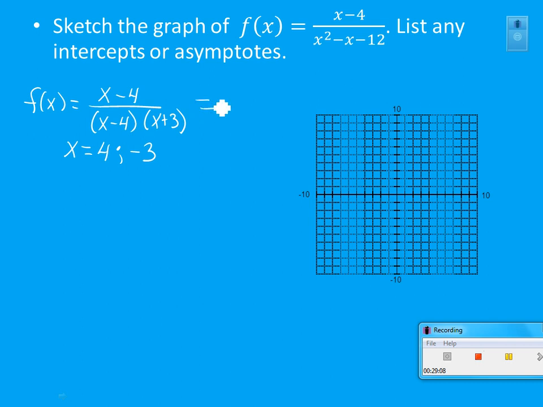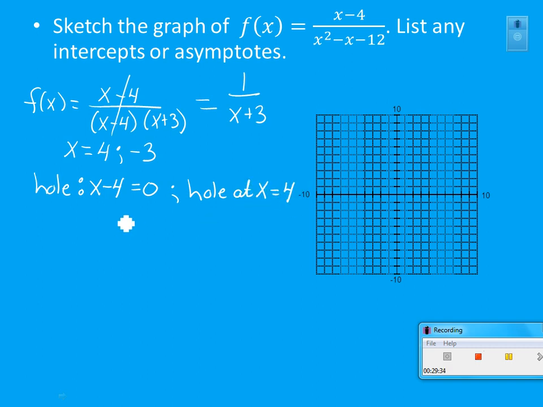Well, I'm going to cancel out the x minus 4's, leaving me 1 over x plus 3. The one I canceled out is the hole. So there's going to be a hole because of the x minus 4. I'm going to set that x minus 4 equal to 0, so I have a hole at 4. So there's going to be a hole in my graph when x is 4. To get the exact location, plug 4 right back up into there and get 1/7.